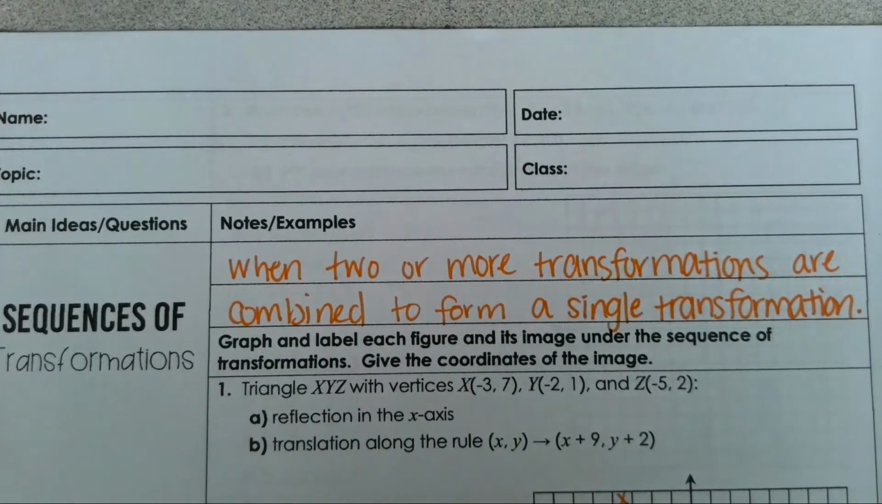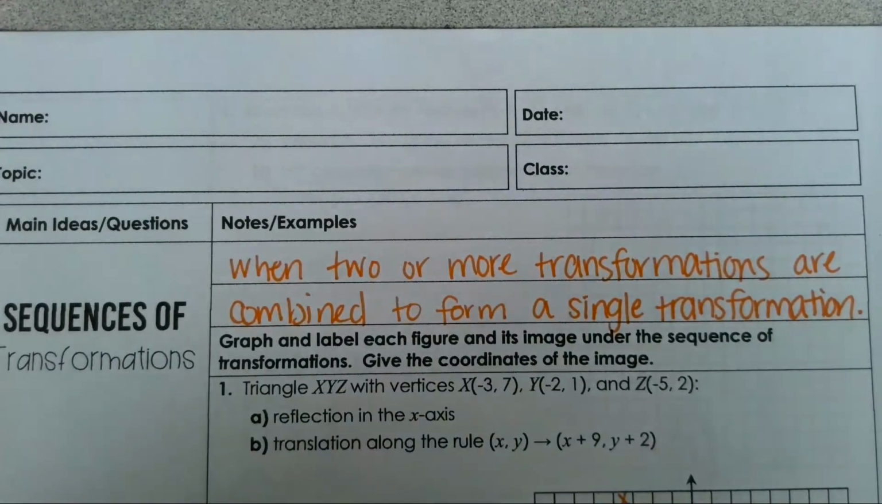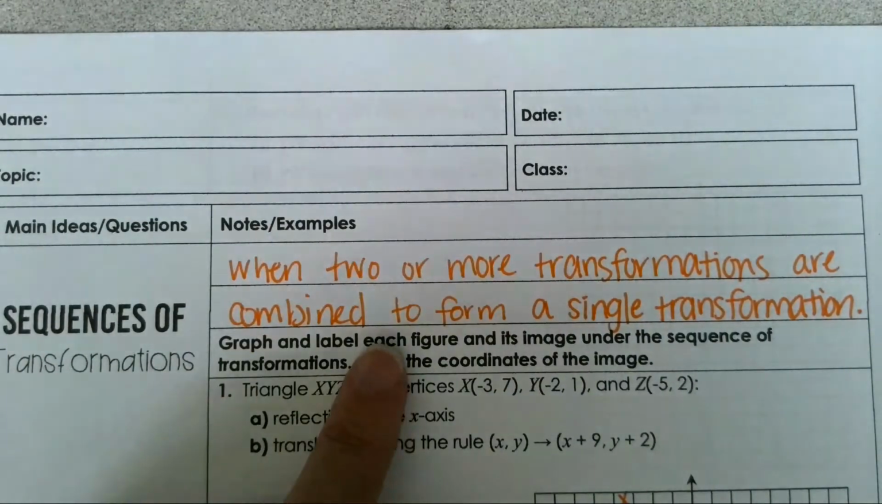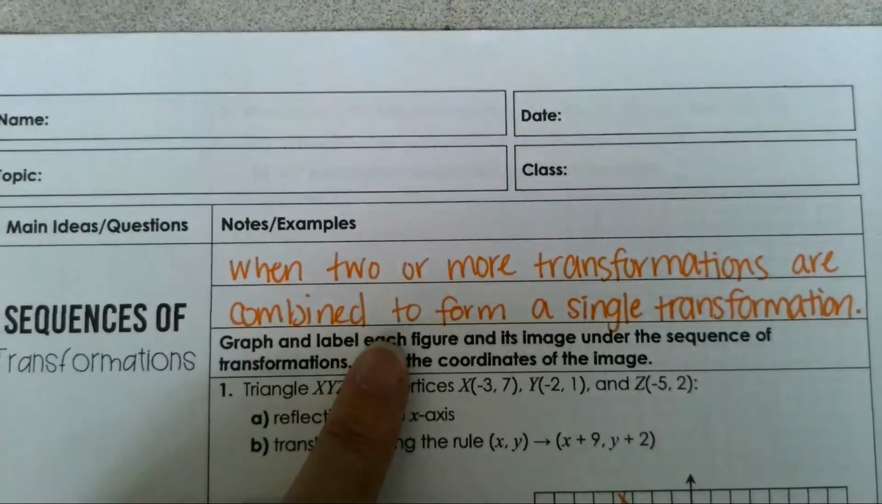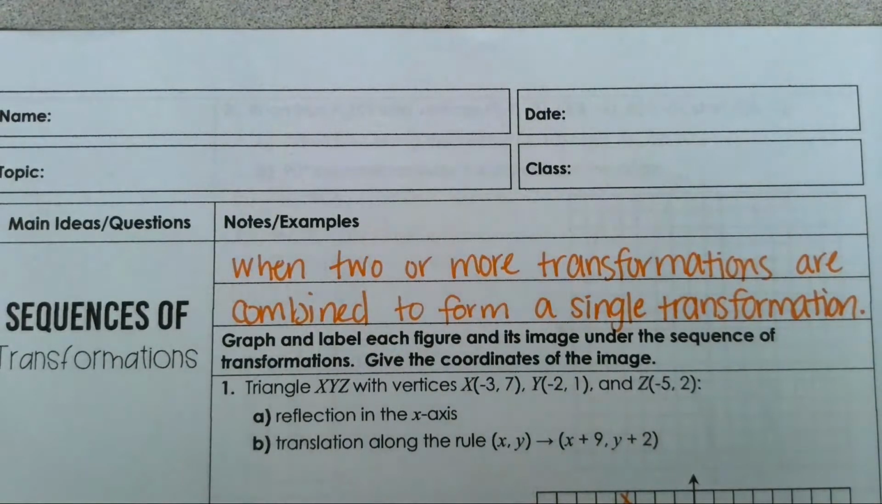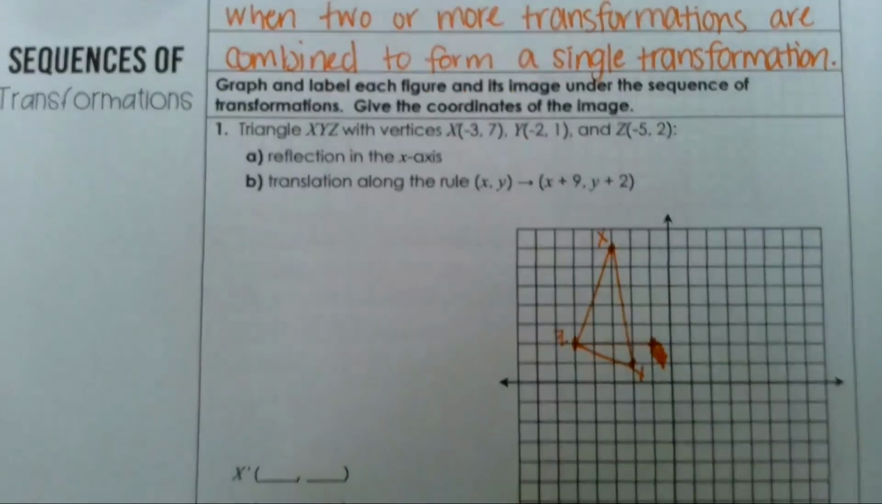Hey guys, this video is about sequences of transformations, or you'll also hear me call it composition of transformations, which is when we are using two or more transformations that are combined to form a single transformation. I've already graphed triangle XYZ for number 1. You'll notice I made a little bit of a mistake, but here we go.